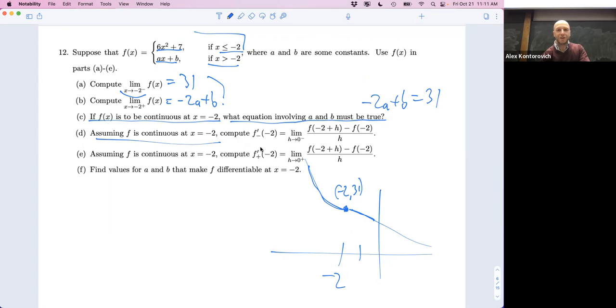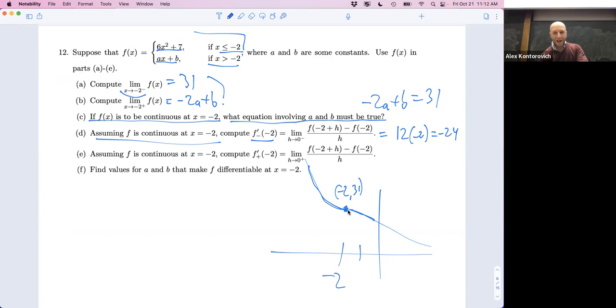Assuming it is continuous, compute the derivative from below. The derivative from below is the limit as h goes to 0 from below of this quotient. From below, we're always going to use this formula, so it's just the derivative. What is the derivative of this function at the point negative 2? Because that's what this formula will give us. So I get 12x. That's 12 times negative 2, which is negative 24.